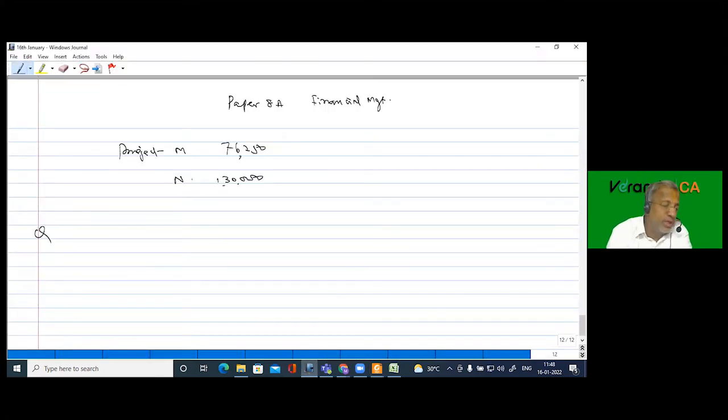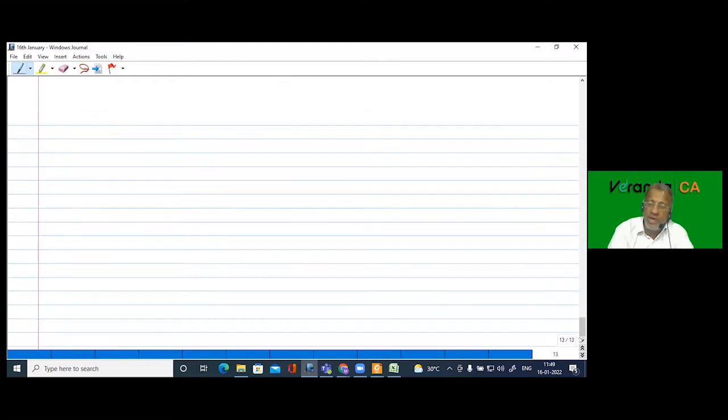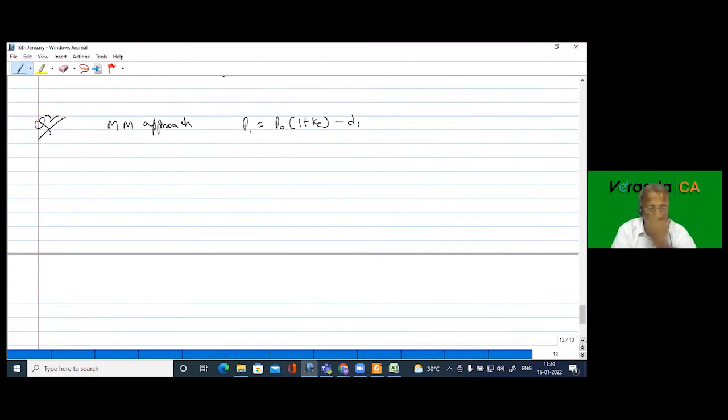This is question number 2. Under the Modigliani and Miller approach, P1 is equal to P0 into (1 plus KE) minus D1. This is the formula. People might ask, sir, how do I remember the formula? There is a shortcut way through which you can remember this. Very simple, general understanding only.